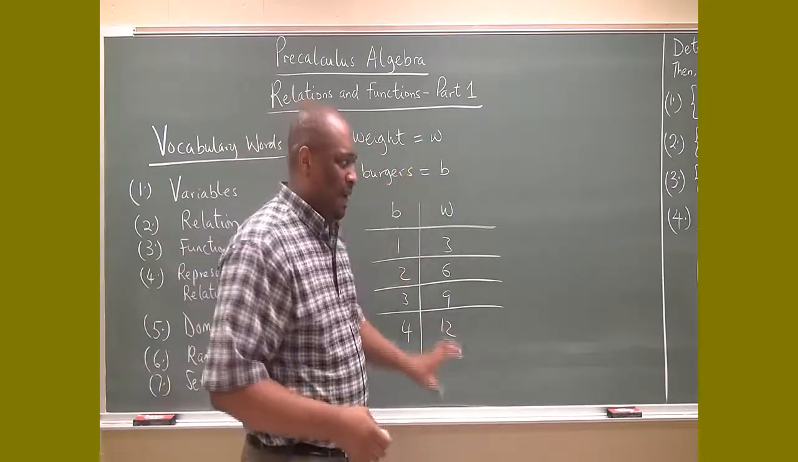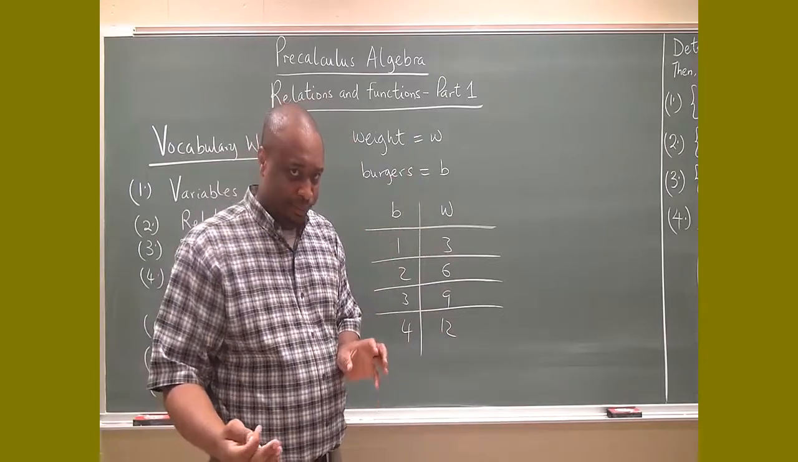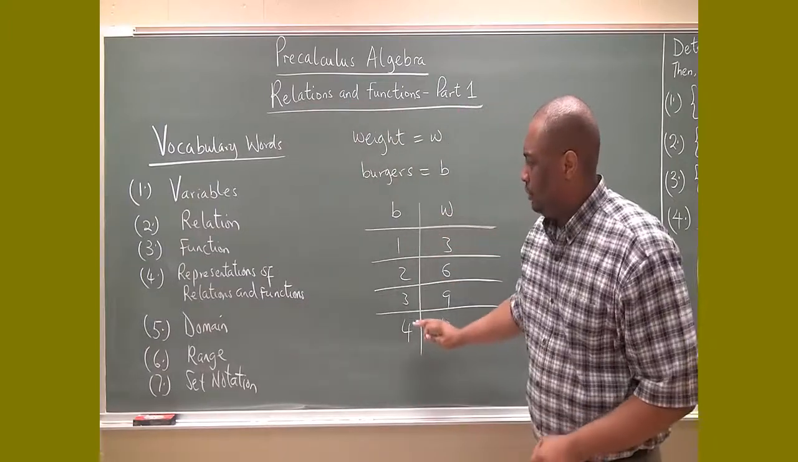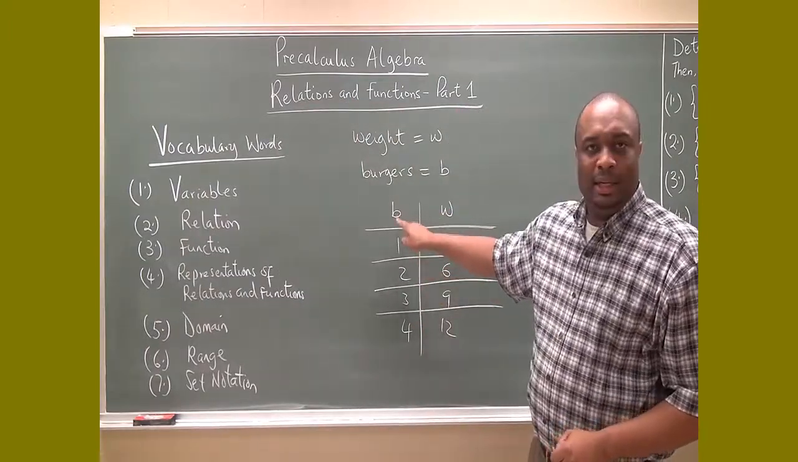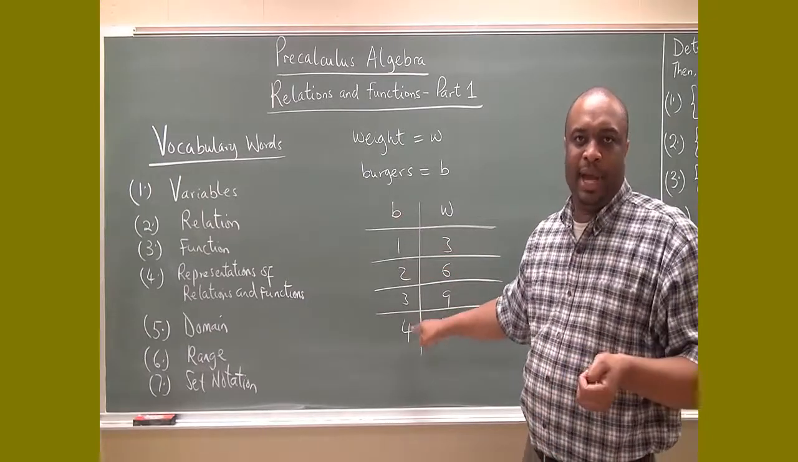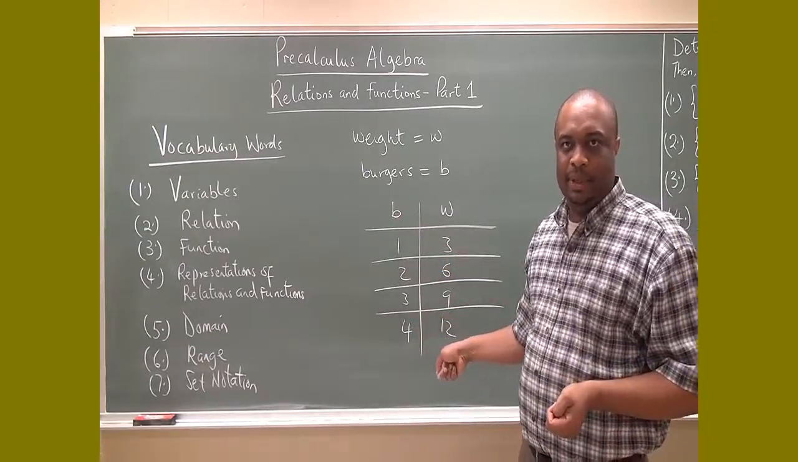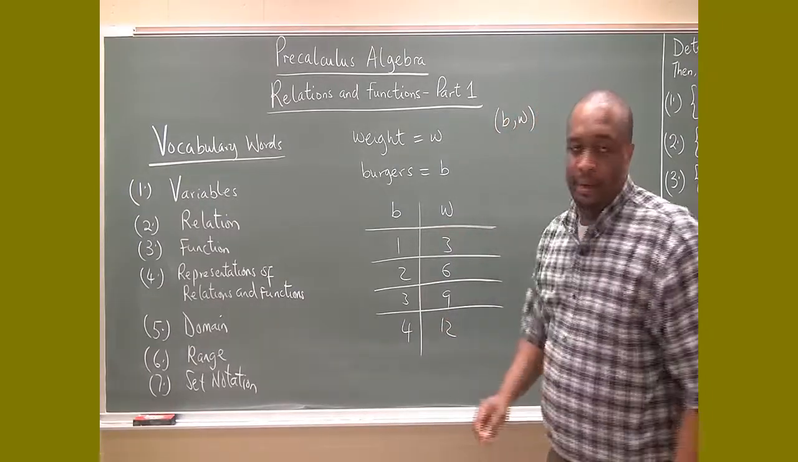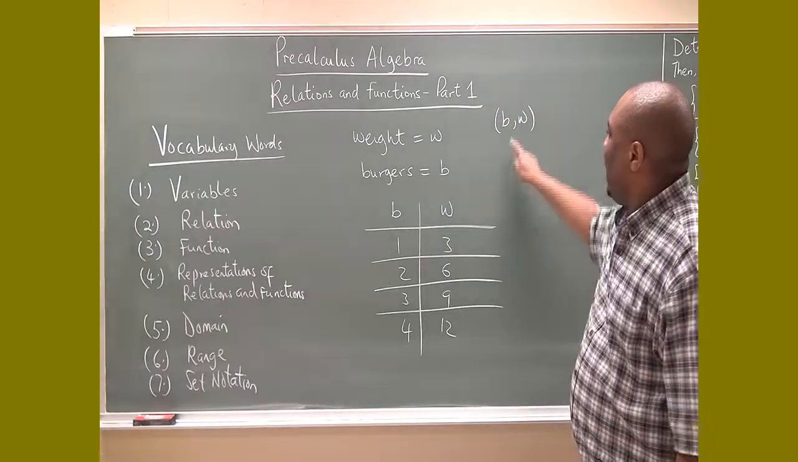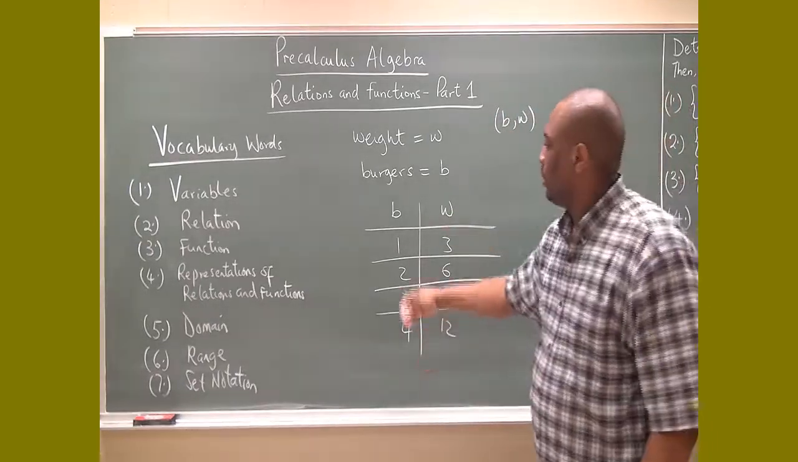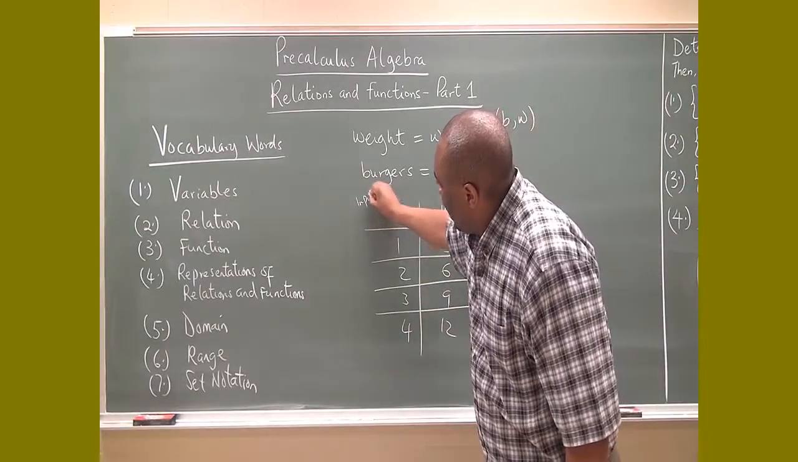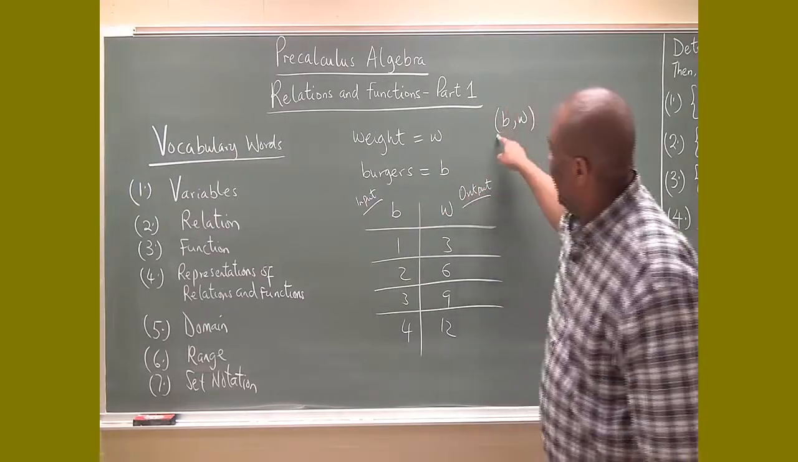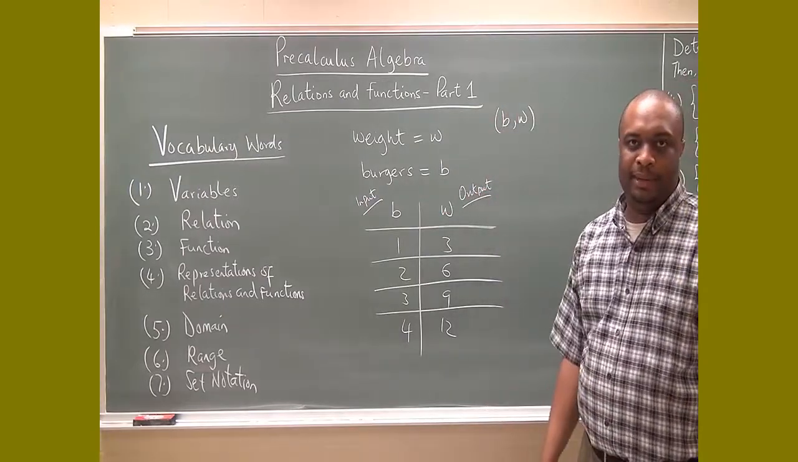Now, you can establish a relation. Already you have established a relation here by writing the values of the burger and the weight that the person gets. And this relation can be written as an ordered pair, where the burgers is the input, and the weight you add is the output. So it can now be represented as an ordered pair.